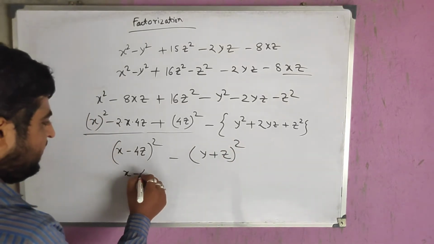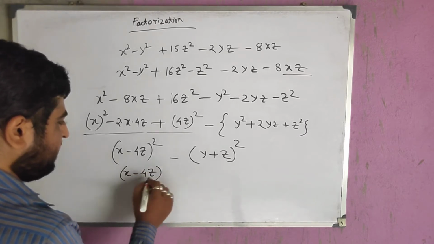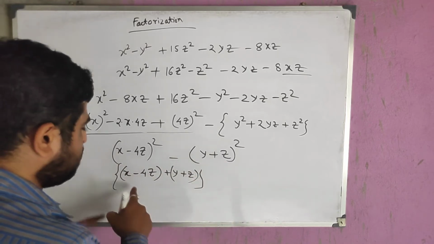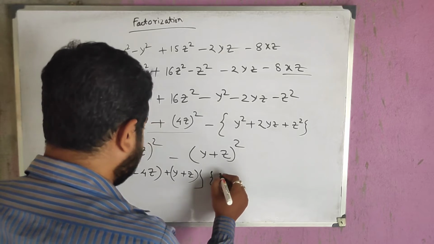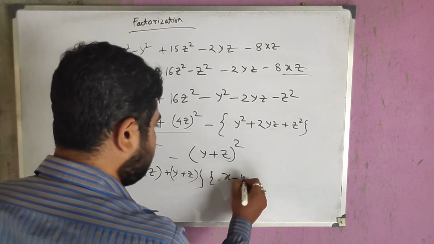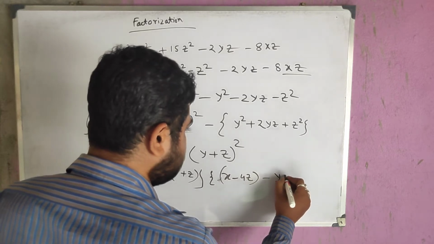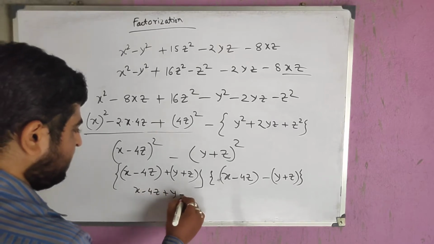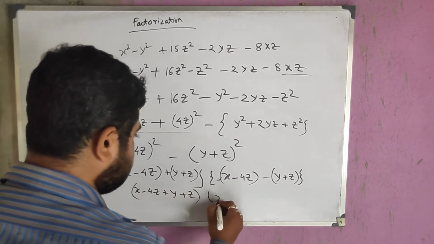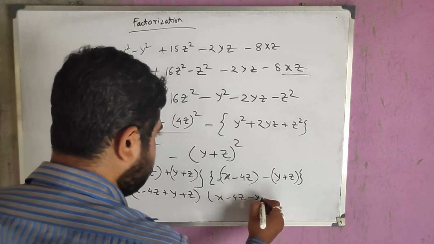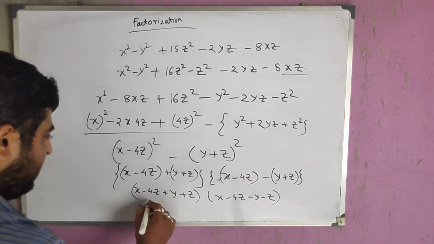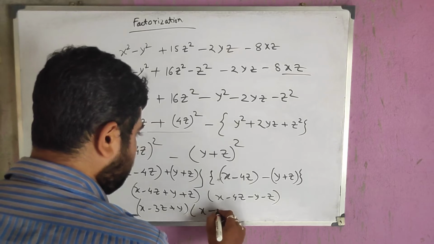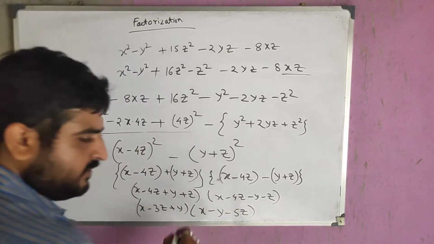So again, x minus 4z, plus y plus z. It is the formula of a square minus b square. So a plus b, then a minus b. So x minus 4z plus y plus z, and x minus 4z minus y minus z. It will come x minus 3z plus y, and x minus y minus 5z.